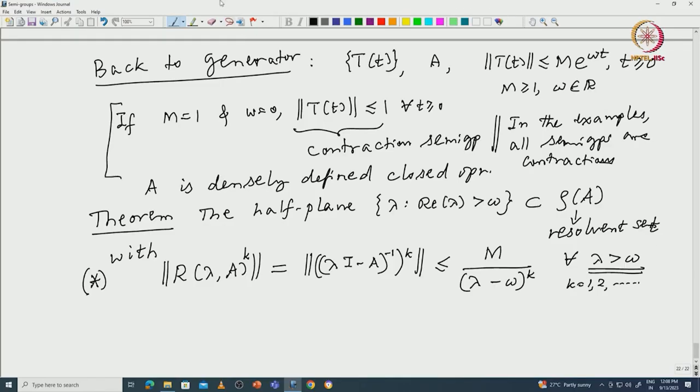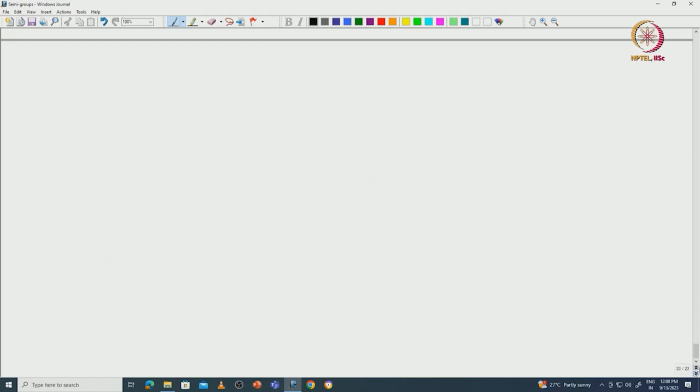The proof is a bit complicated, but I will just indicate it. You have to study this theory of semigroups, whatever is needed, carefully. The proofs are lengthy and hard. So, the proof.